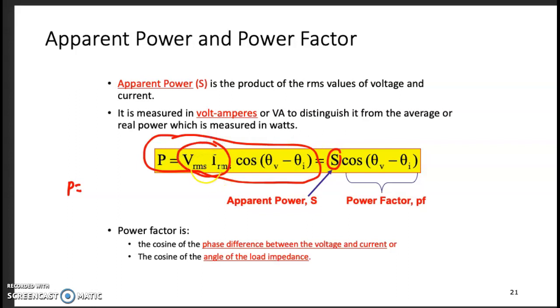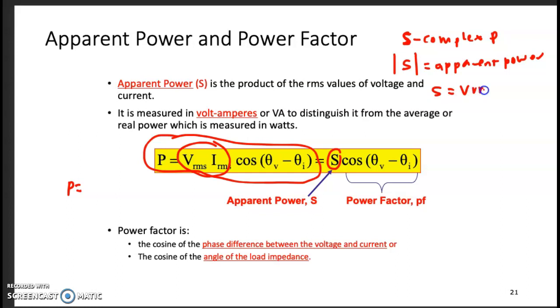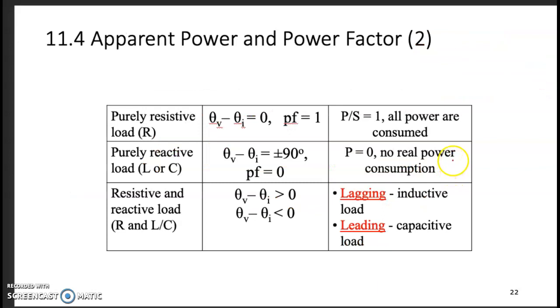S equal VRMS IRMS. So this S here is not the same as the complex power just now, which is the bold S. The bold S is the complex power. But when talking about apparent power, it is the modulus, meaning the magnitude of the S. This is what we call apparent power. So what is the apparent power? It is equal to VRMS IRMS.